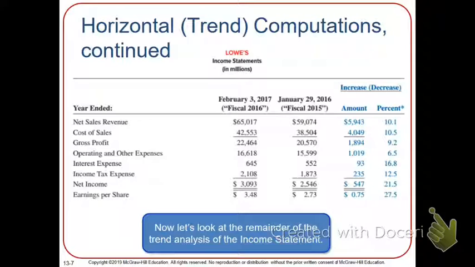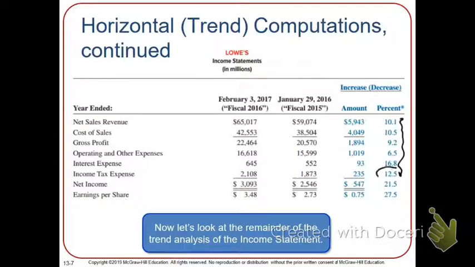But then look at the gross profit. Overall, it only increased 9.2. So because that cost of sales increased more than the revenue, the gross profit didn't go up by much. So if we look at here, notice all these numbers increased.